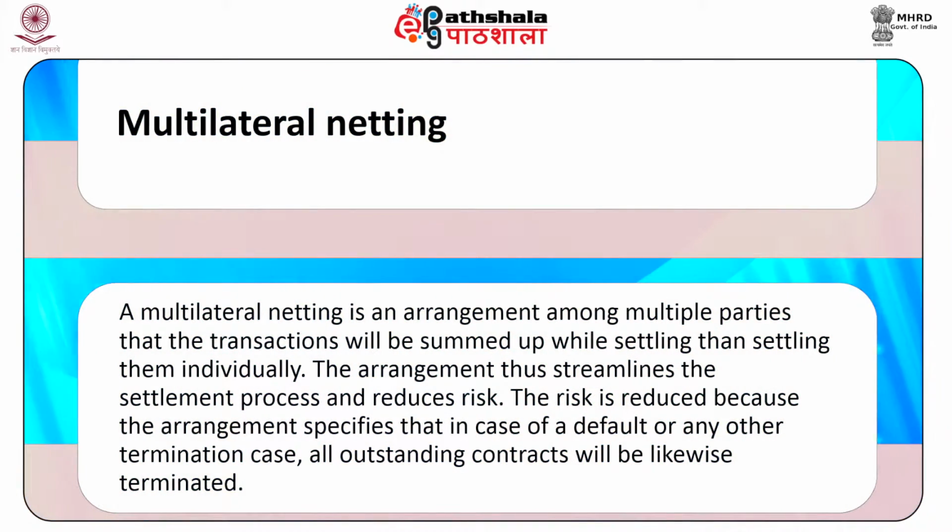Multilateral netting. A multilateral netting is an arrangement among multiple parties that the transactions will be summed up while settling them individually. The arrangement thus streamlines the settlement process and reduces risk. The risk is reduced because the arrangement specifies that in case of a default or any other termination case, all outstanding contracts will be likewise terminated. An entity like an exchange enables multilateral netting.